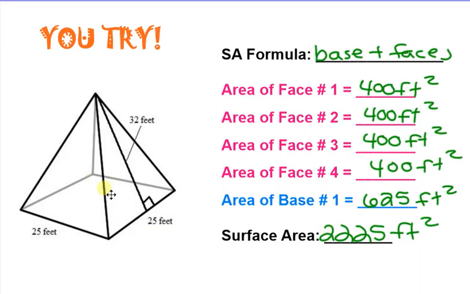So you should have noticed here that the base of it is a square. So 25 times 25 is going to give you 625. And then since it's a square, you know that the rest of your faces are going to be the same. And so you have a slant height of 32, a base of 25. So 32 times 25 times 0.5 or divided by 2 should give you 400. When you add all of those up, you should get 2,225 feet squared.